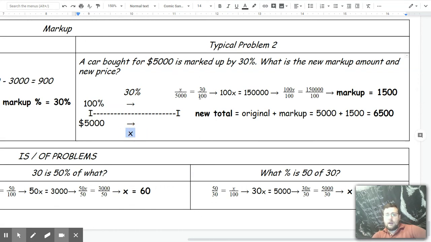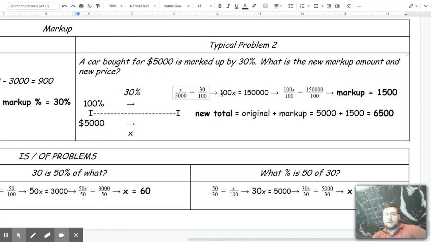So the 100% always goes in the bottom on your is off setup. The percentage goes next, and that's 30. So I put that on the top right. Then I put my original value on the bottom left, and that's 5,000. I am looking for the part or the markup. So I put an X for that since I don't know what it is. Cross multiply. X times 100 makes 100X. 5,000 times 30 makes 150,000.